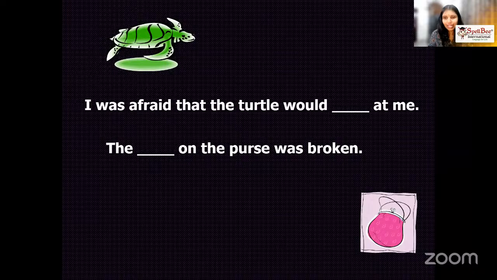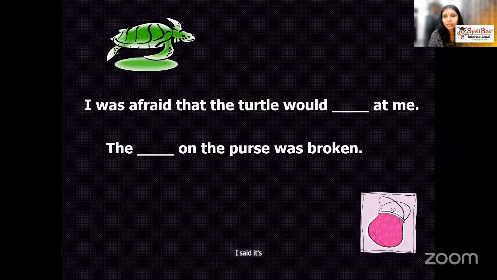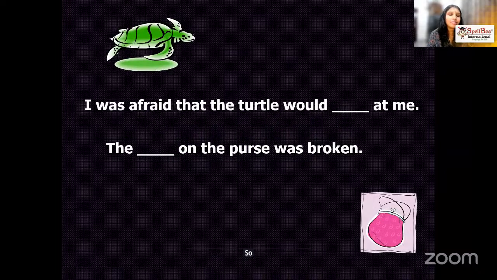Okay, it's a 4-letter word. I'll give you a clue. It starts with the letter S. I said it's a 4-letter word. No, starting with S. Good, Kevin. The answer is, I'll give you the answer. It is snap. So the lock can also be referred to as snap.